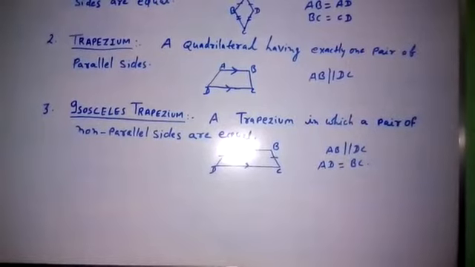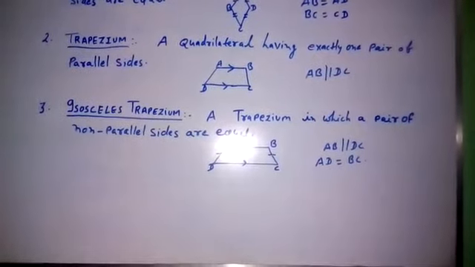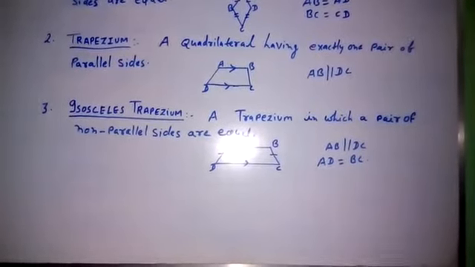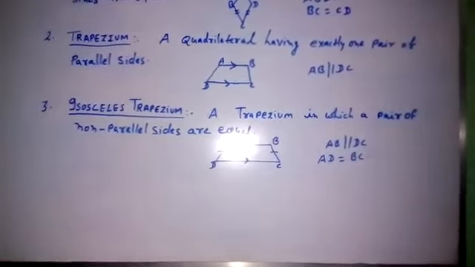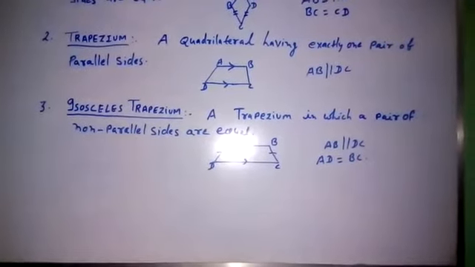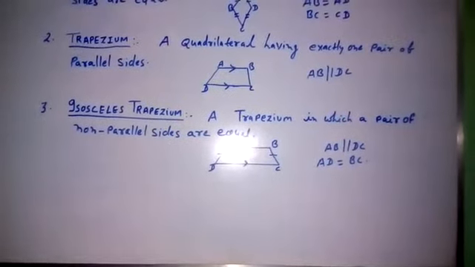In the figure we will see that in ABCD, it is given AB parallel to DC. So one pair of sides is given parallel, so it is a trapezium.